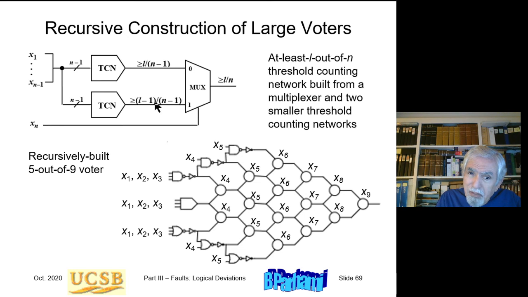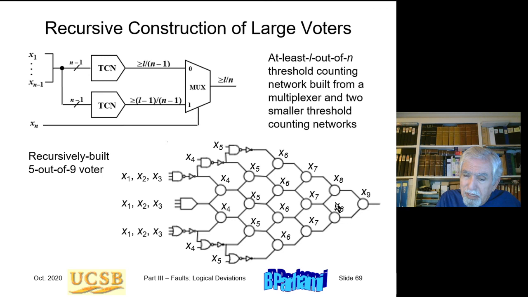I can use this idea recursively, leading to a circuit such as this one. This is X9, so there are 9 inputs. This is a 5 out of 9 majority circuit. There are 9 inputs, and I want to determine whether at least 5 of the inputs are 1s. X9 is used in this final multiplexer.